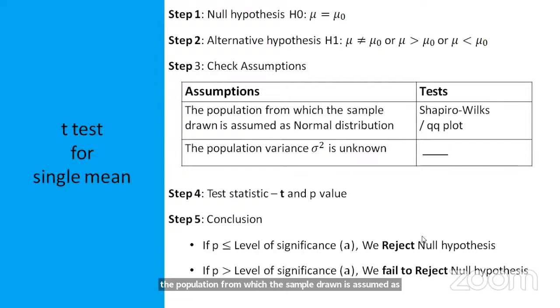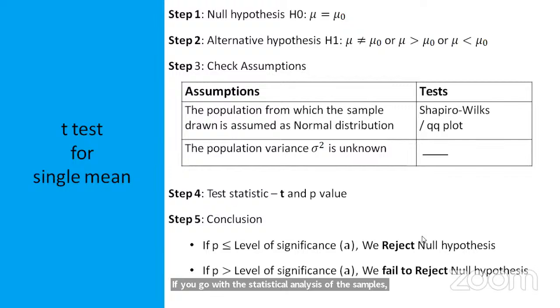To check the normality, I'll go with the Shapiro-Wilk test or a QQ plot. By using this graph or the test, I can decide whether my sample data, or my entire data, is normally distributed or not. It should be. If you go with the statistical analysis of the samples, check whether the data is normally distributed.